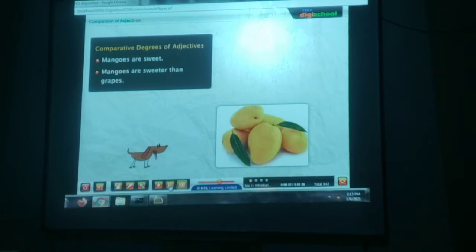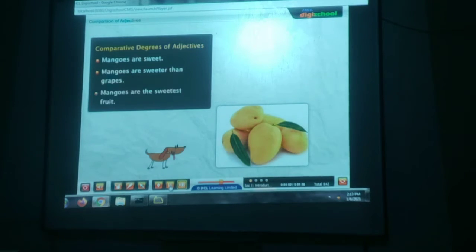Here, you're comparing the quality of mangoes and grapes. Or you may even say, mangoes are the sweetest fruit. In this sentence, you're comparing mangoes with all other fruits. These three sentences together show you the comparative degrees of the adjective sweet. The word sweet is the positive degree, sweeter is the comparative degree, and sweetest is the superlative degree. Let's find out more about these three degrees.